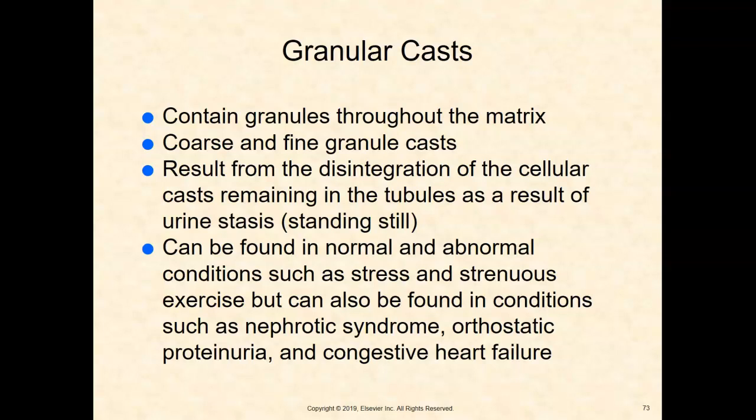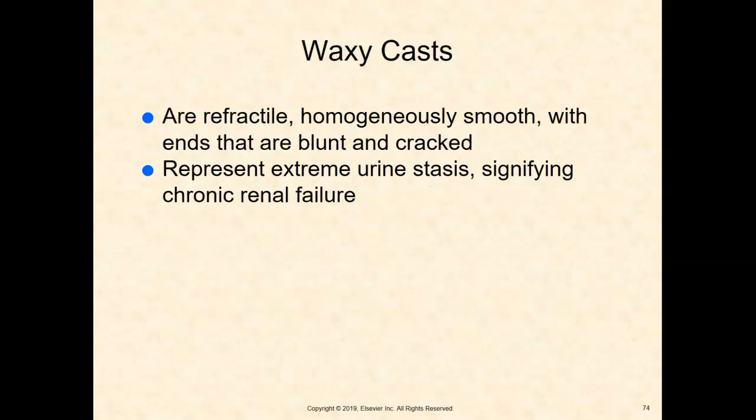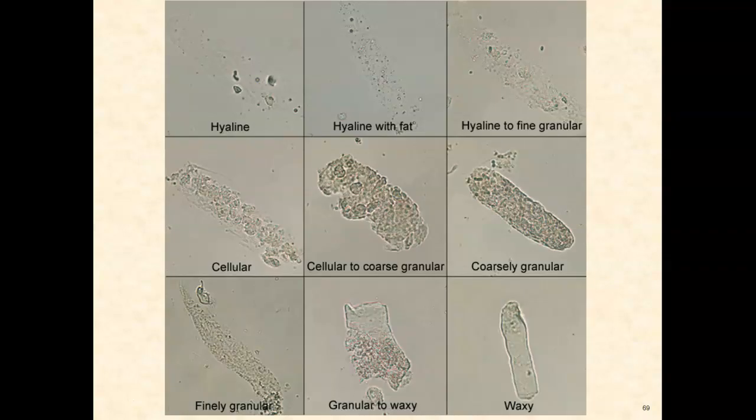As a granular cast sits there even longer, so we're talking weeks, okay? It can turn waxy, which is where it actually kind of starts to petrify. So as it sits there for a really long period of time, it will become blunt and cracked. And I'm going to scroll back up for a second to our slide full of casts to show you this progression as it goes through. So we're just going to come back up here for a second.